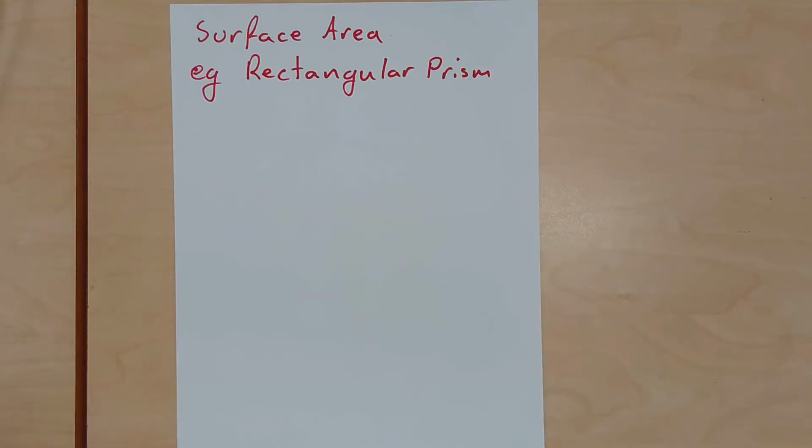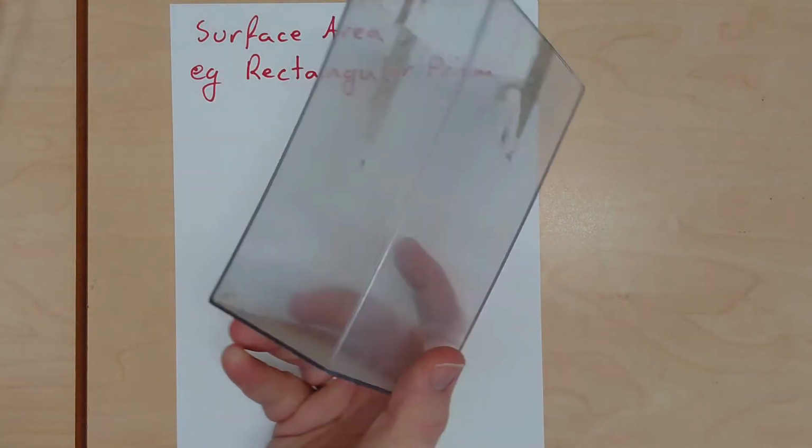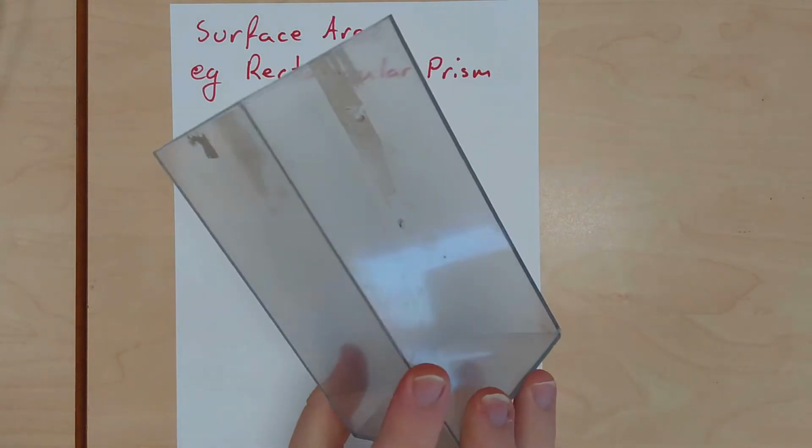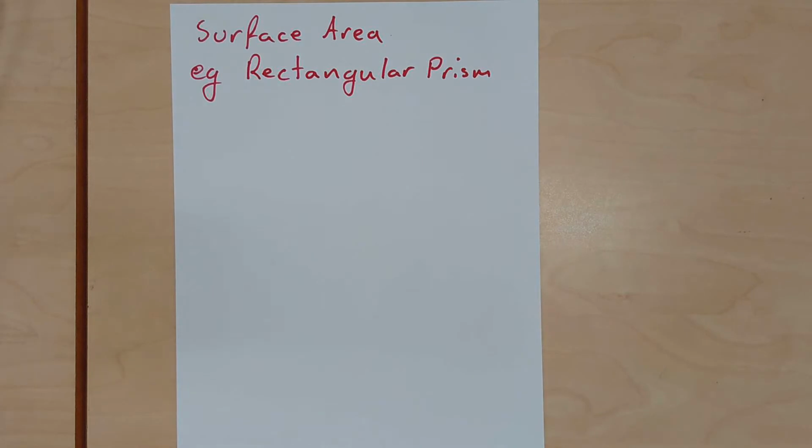So we're going to look at surface area today, and we're going to look at varieties of shapes. We're going to start off with a rectangular prism, something like this, or a box of tissues, or a book, any of those sort of shapes. And it's going to be the same approach for all of these objects.